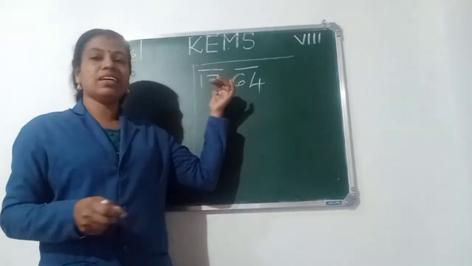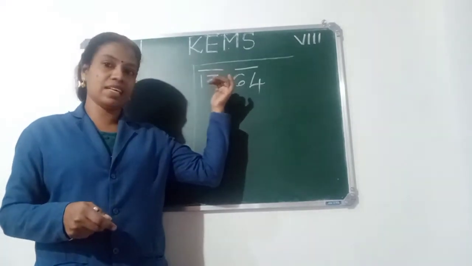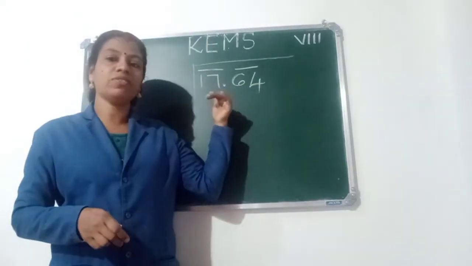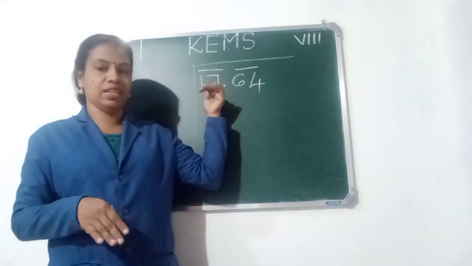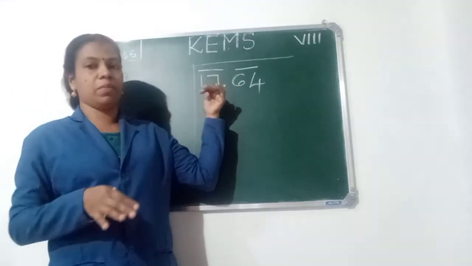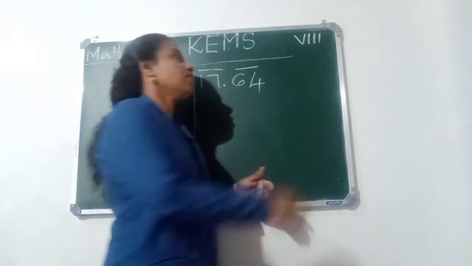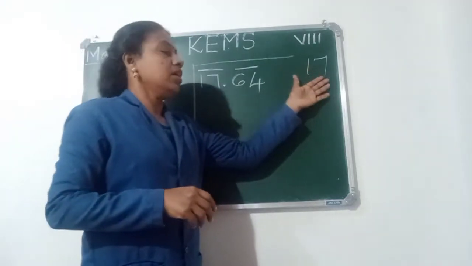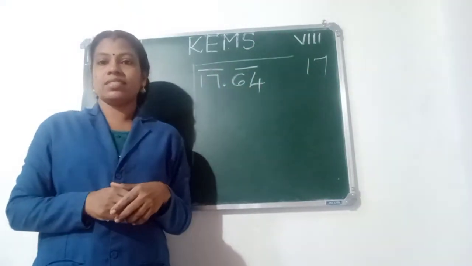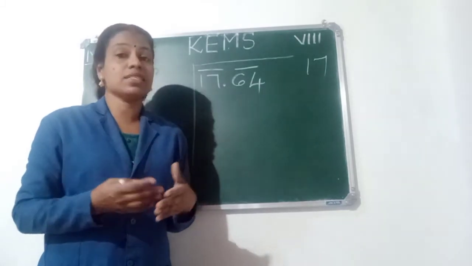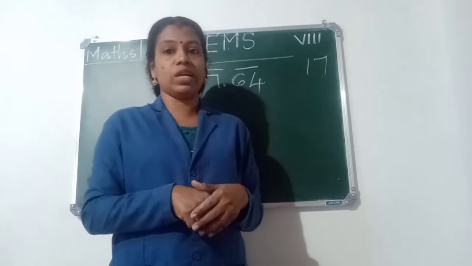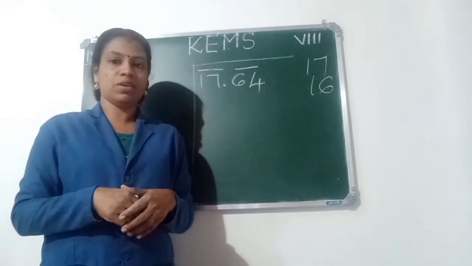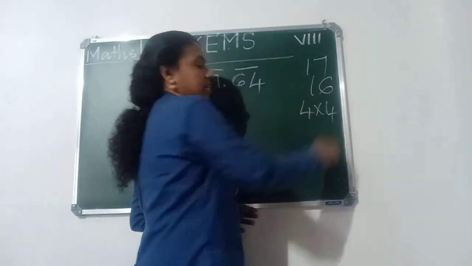Yes, take the first dividend. Then find the nearest square number of the first dividend. Here our first dividend is 17. So the nearest square number before 17 is, yes, we know that it is 16. 4 into 4 equal to 16 is the nearest square number. 4 into 4. Okay, 4 fours are 16.